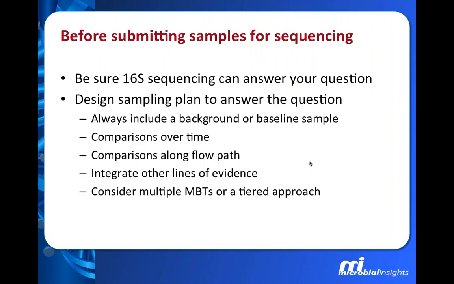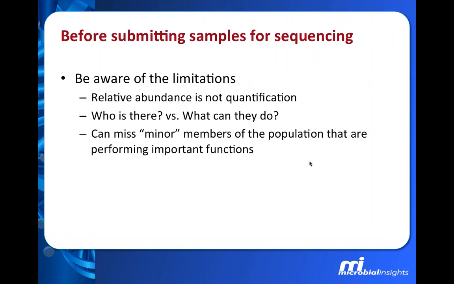So if sequencing will answer your question, make sure that you plan your sampling correctly, because it's a powerful tool to look at those differences. Either include a background sample or look at it over time or look at a flow path. Make sure you bring in your history and your geochemical monitoring, and hopefully that petroleum sample gave you a great example of why these molecular tools are very complementary, that we can use all of these to tie together to draw some very strong conclusions about our data. So considering multiple MBTs and tiered approaches can be very wise choices for our sites.